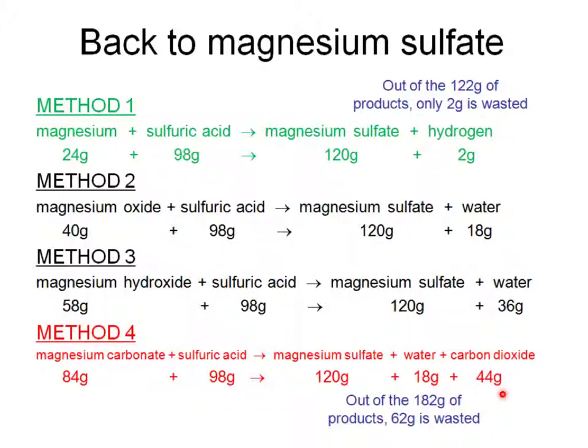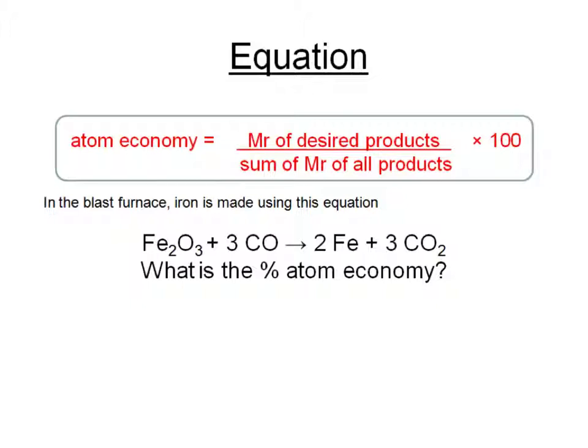If we were to calculate the atom economy of method 1, we would say that the atom economy equals the mass of the useful product, 120 grams, divided by the total mass of the products, which will be 122 grams, times 100%, and 120 divided by 122 times 100% would be 98.4%, which is a very high atom economy. So the equation is that the atom economy equals the relative formula mass of the desired products divided by the sum of the relative formula masses of all of the products expressed as a percentage. Again, I stress you must learn that equation.